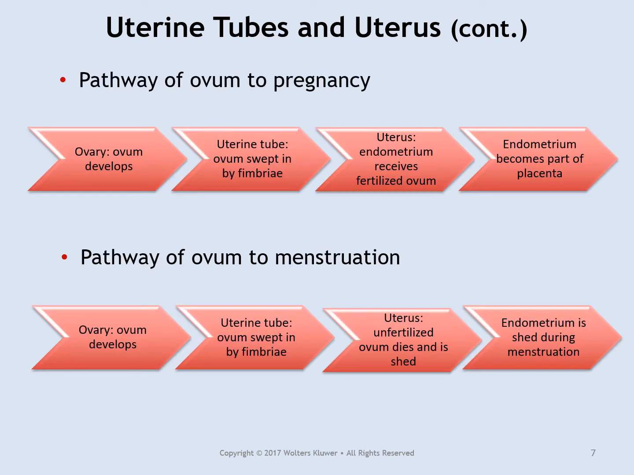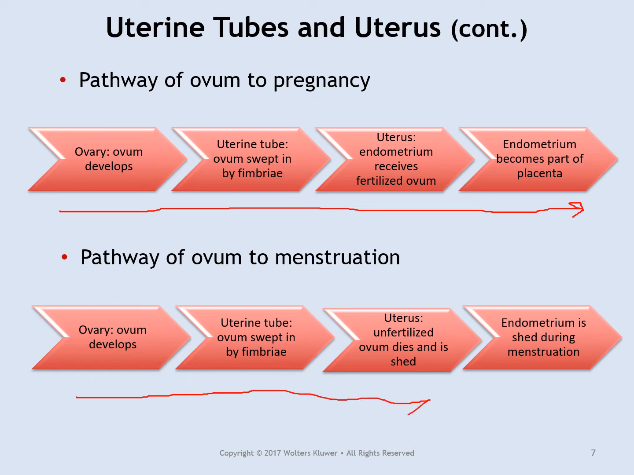So here we have a diagram of the pathway of the ova from the ovary out to menses. So the ovum develops, is swept up by the fimbriae. The endometrium received a fertilized ovum, and the endometrium becomes part of the placenta. In the bottom case, the ovary develops into an ovum, is swept by the fimbriae into the uterine tube. The unfertilized ovum dies and the uterine lining is shed during menstruation.